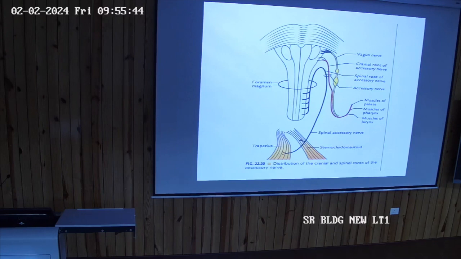So the accessory nerve is a purely motor nerve, and it has two parts, the cranial part and the spinal part. The cranial part of the accessory nerve, as we have already talked, runs its course along with the vagus nerve and takes part in the formation of the pharyngeal plexus. The spinal part of the nerve has a different root or different site of origin.